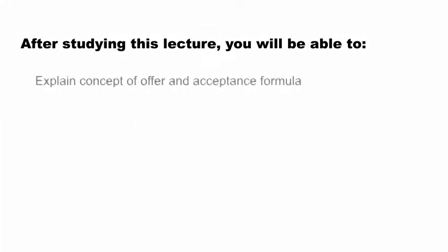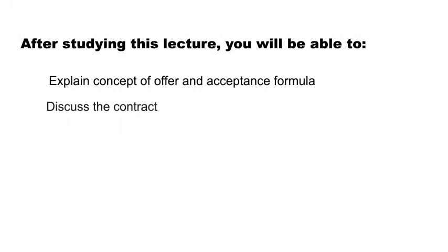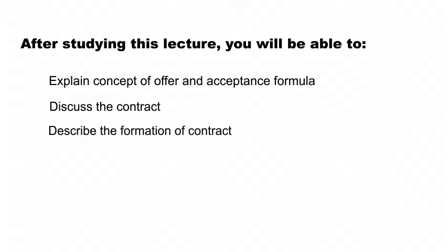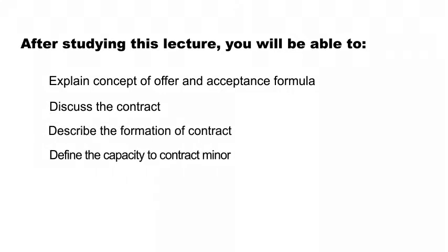Hello students, welcome to the lecture on proposal and acceptance. After this lecture we will be able to learn the following objectives: explain the concept of offer and acceptance formula, discuss the contract, describe the formation of contract, and define the capacity to contract minor.